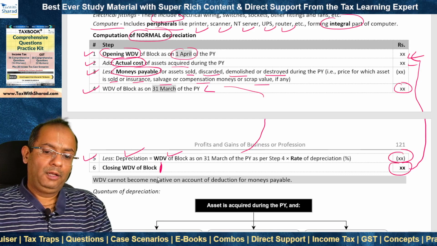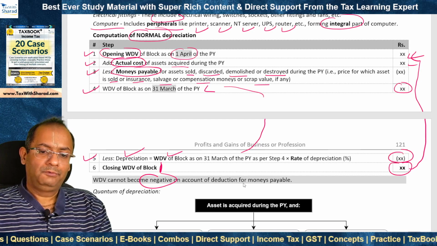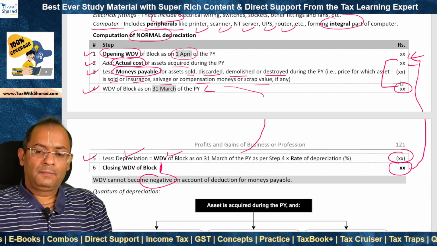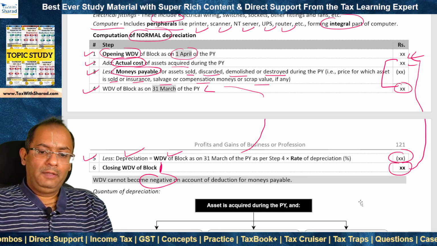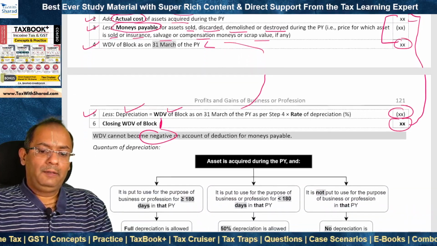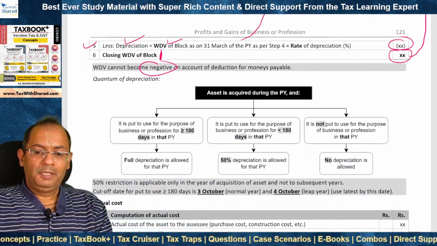Now, WDV cannot become negative on account of deduction for monies payable. On account of this deduction, the WDV cannot become negative. At the most, WDV will become nil or zero, in which case depreciation won't be allowed.